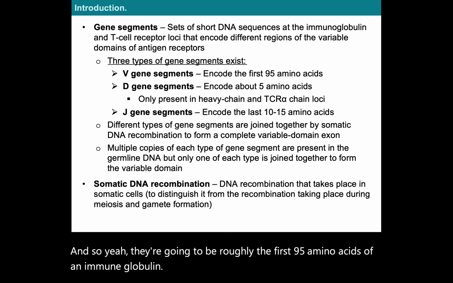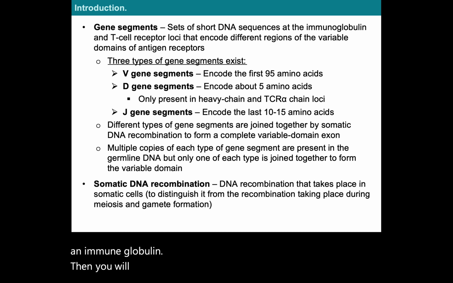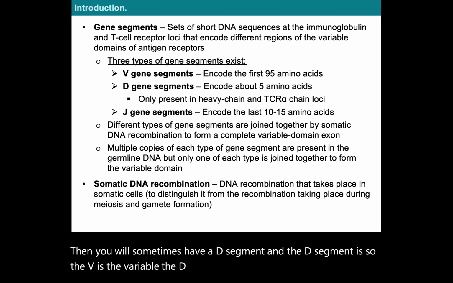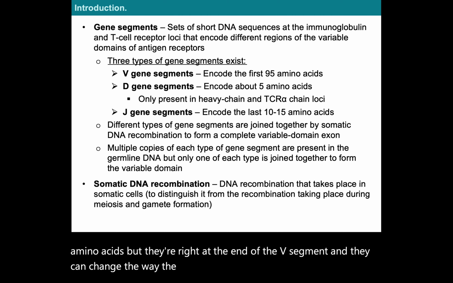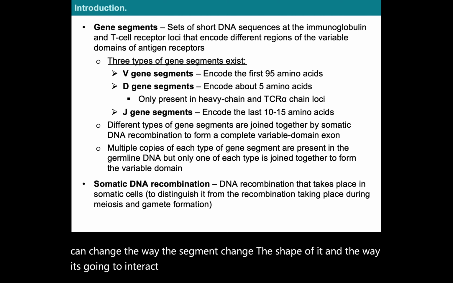Then you will sometimes have a D segment. The V is the variable, the D is diversity. And it's only little. It's about 5 amino acids, but they're right at the end of the V segment, and they can change the shape of it and the way it's going to interact. And so they can be a little modification to the V.